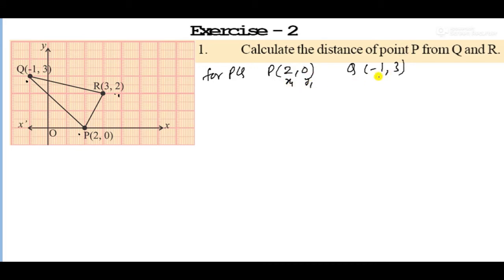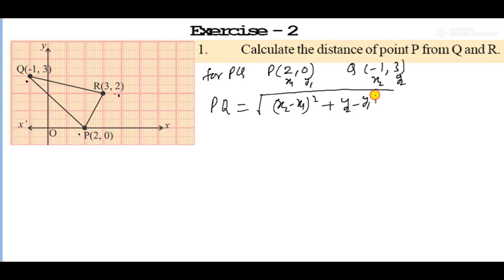Now come to the exercise 2. What will happen in the exercise 2? Here is the graph. It is given on your screen, and in exercise 2, calculate the distance of point P from Q and R. Q और R से डिस्टेंस निकालनी है. Here is Q and this is R. Where is the point P? P is given here. So PQ and PR find करना है.